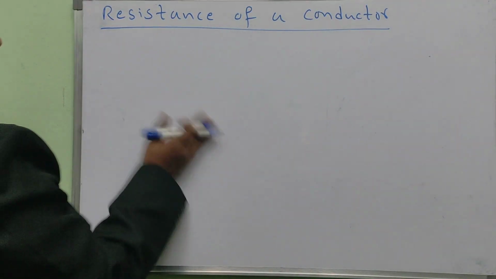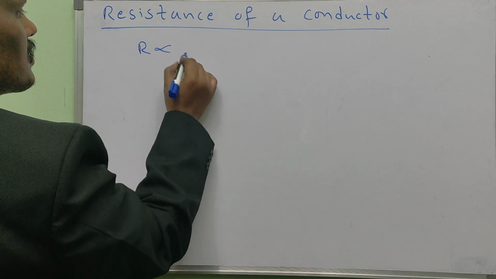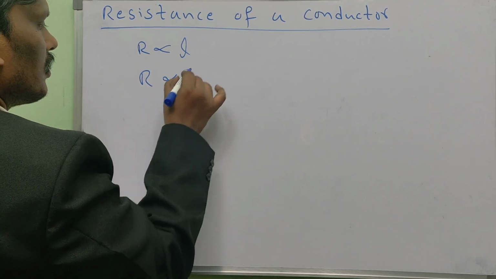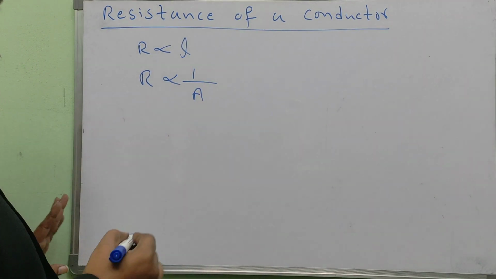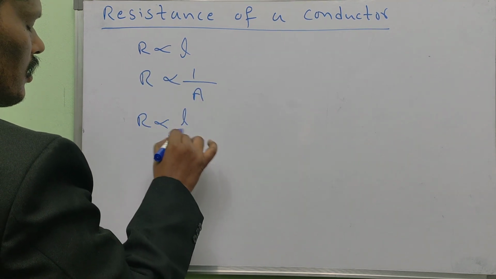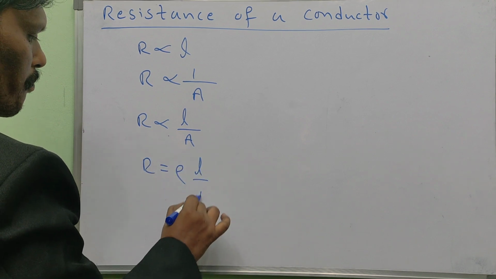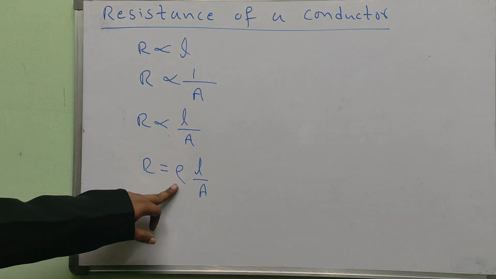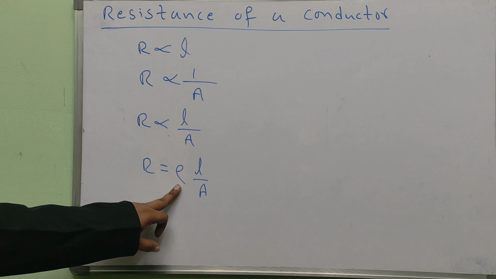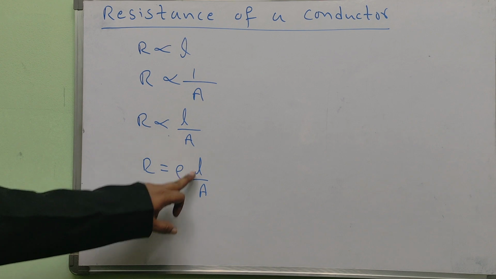Resistance of a conductor. A conductor's resistance increases with length, and decreases with the area of cross section. Combining these two, we write L by A, and one constant will enter, that is rho, so R is equal to rho L by A. Here rho is the resistivity.